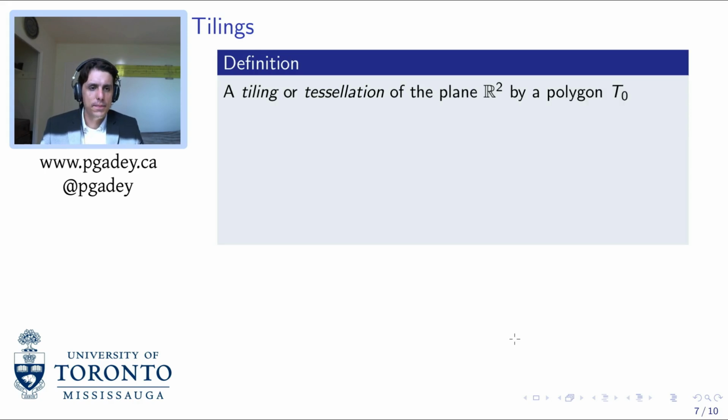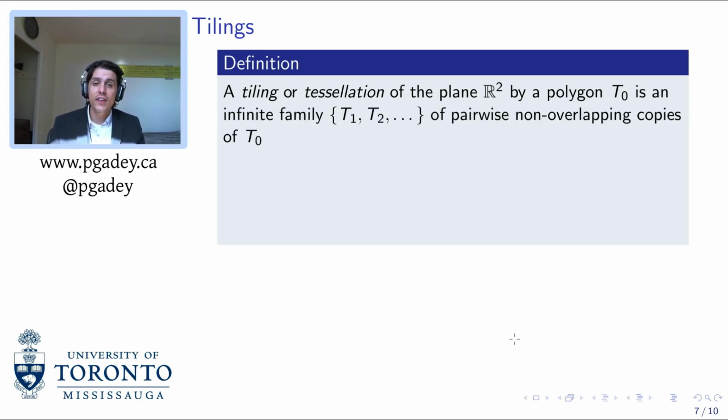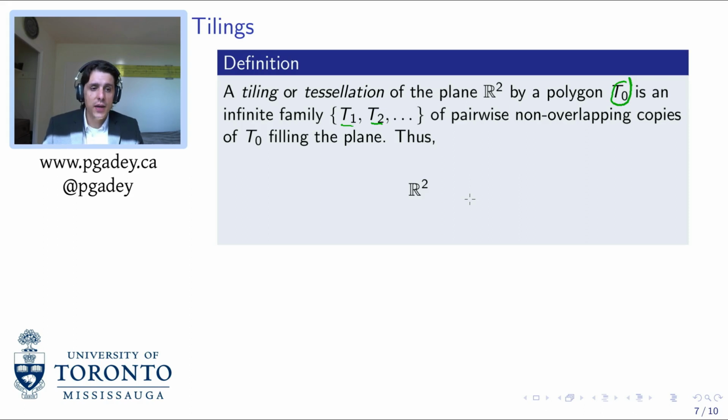A tiling, or tessellation of the plane by a polygon T0, is a decomposition of the plane into infinitely many copies of the proto-tile, or the tile T0. So we start off with a single tile T0, and we split up the plane into infinitely many copies of that proto-tile T0. Given such a setup, we can rewrite R squared as the union over all of those tiles that are all congruent to T0.